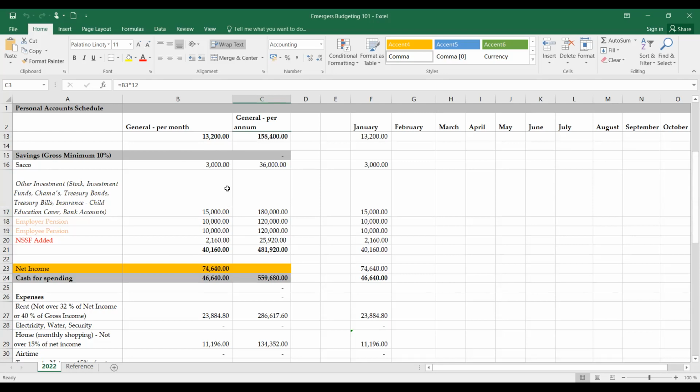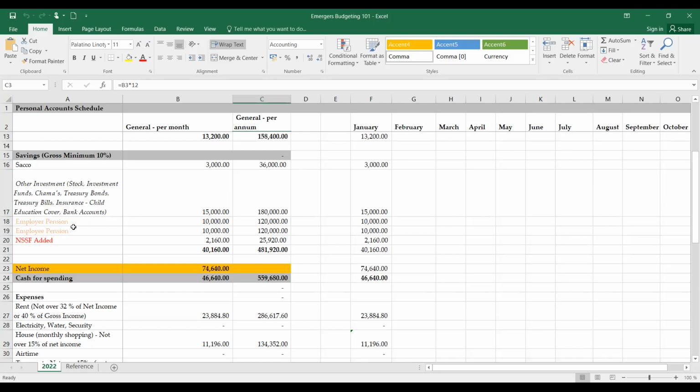But if you don't have it from salary, please feel free to do it as a first thing once you get your income before you even spend. Then there's further down here what I've called the other investments. So the other investments are things that I'm interested in: the stock market, investment funds, collaborated saving schemes with my friends or family, treasury bonds. I've also placed an amount which I'm working towards in that direction.